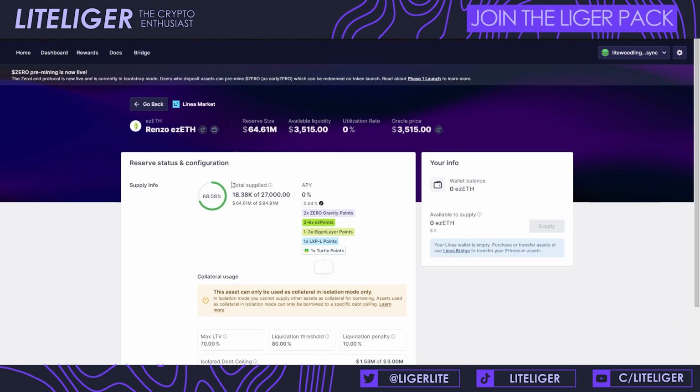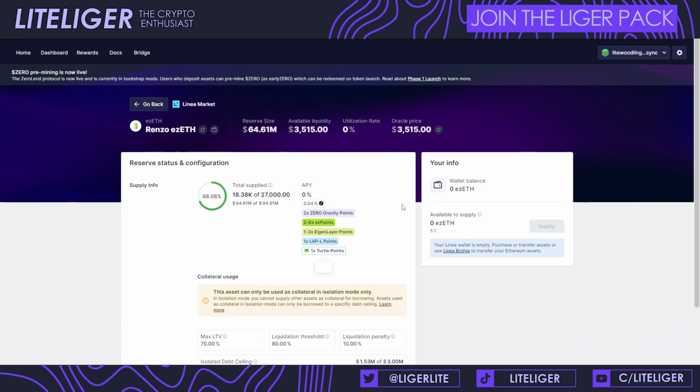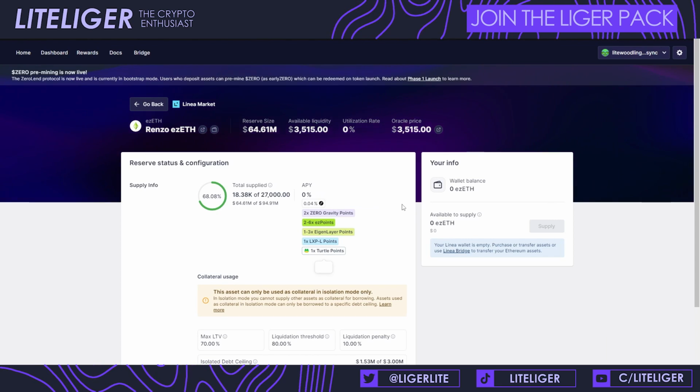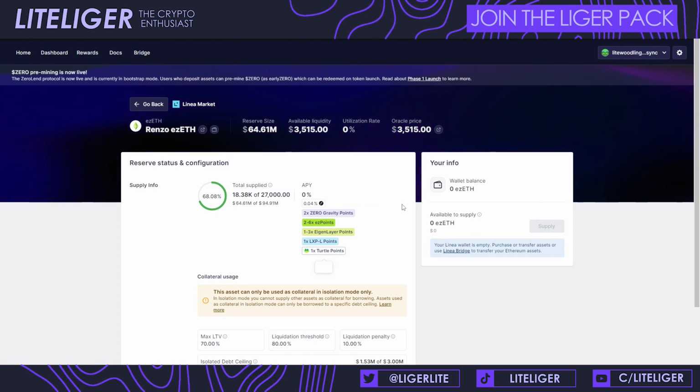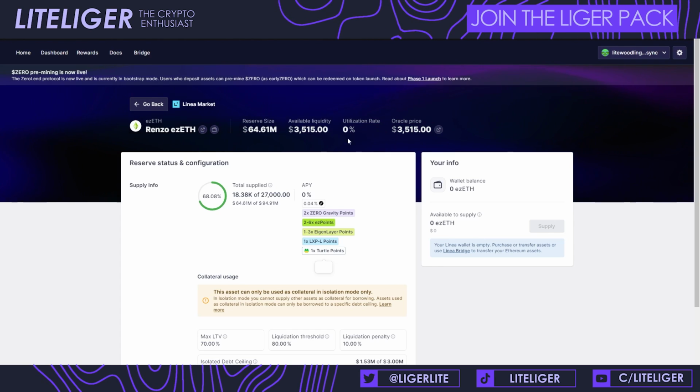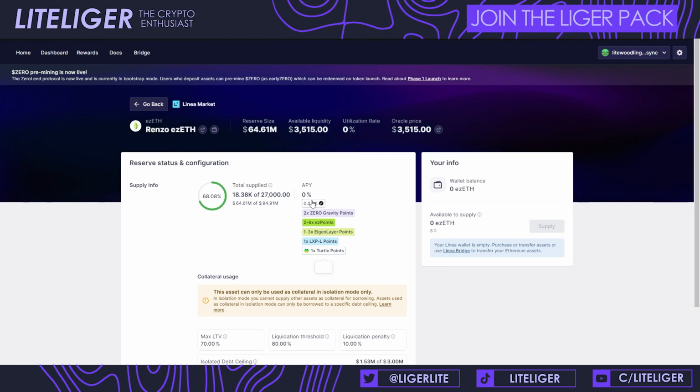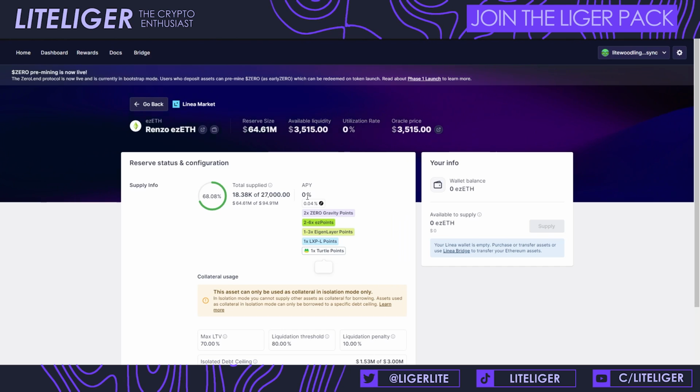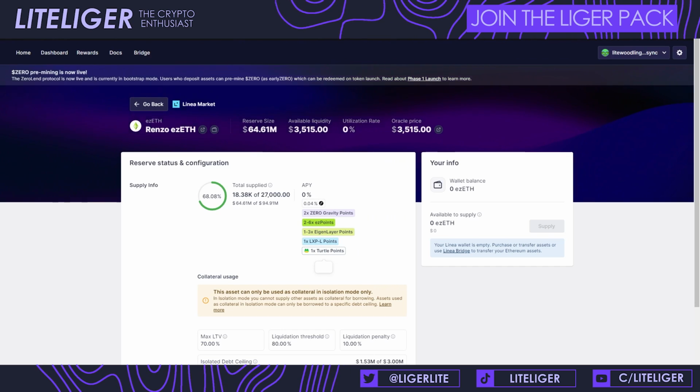So you can get a lot of points by going through these hoops. So this is definitely the highest point strategy, but obviously people have different strategies that you can use, etc. The APY on this pool is not very high, it's 0%, but that doesn't matter because we want the points.